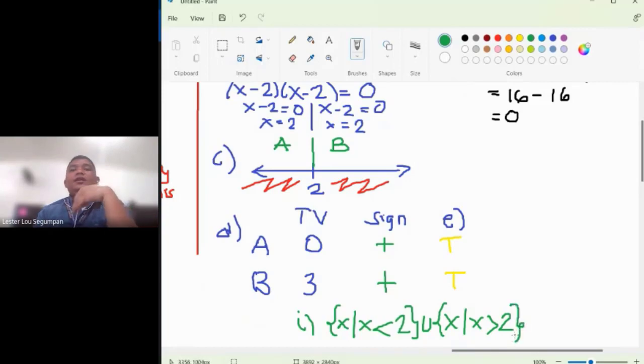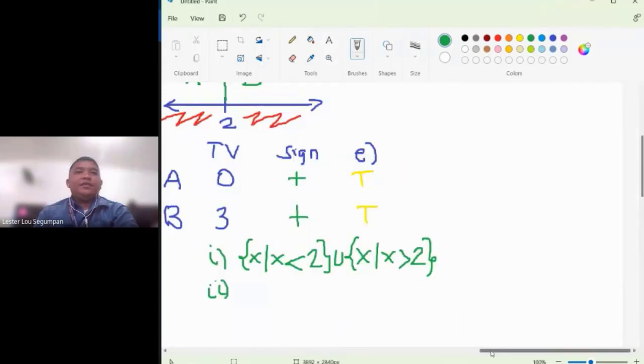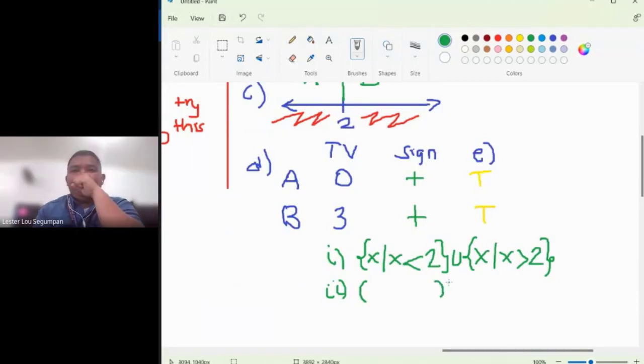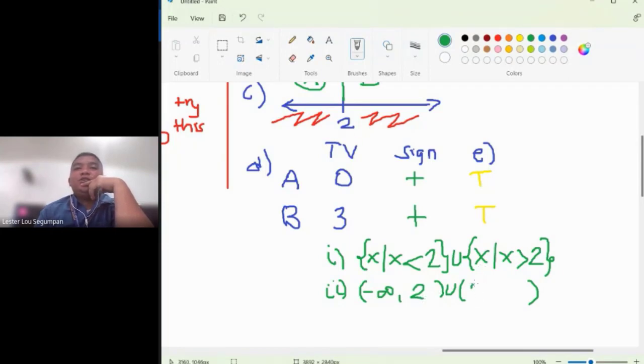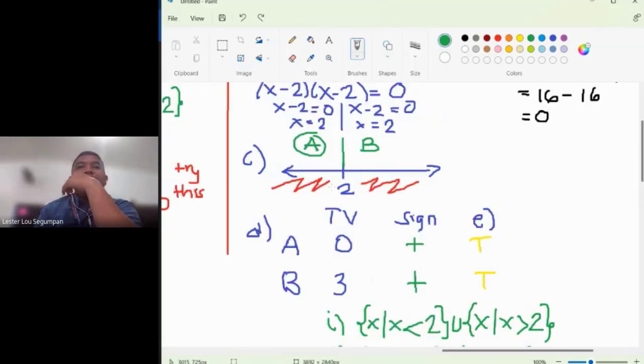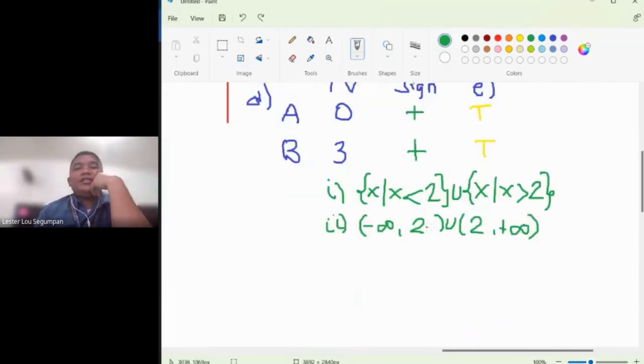So what is the interval notation? Negative infinity until 2, union 2 until infinity. It looks like that. So the difference here is we only have 2 regions, but the answer is still the same.